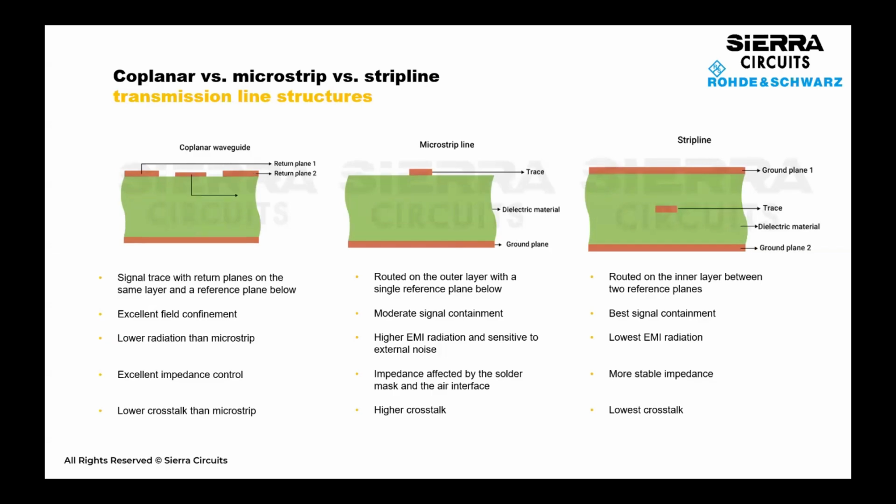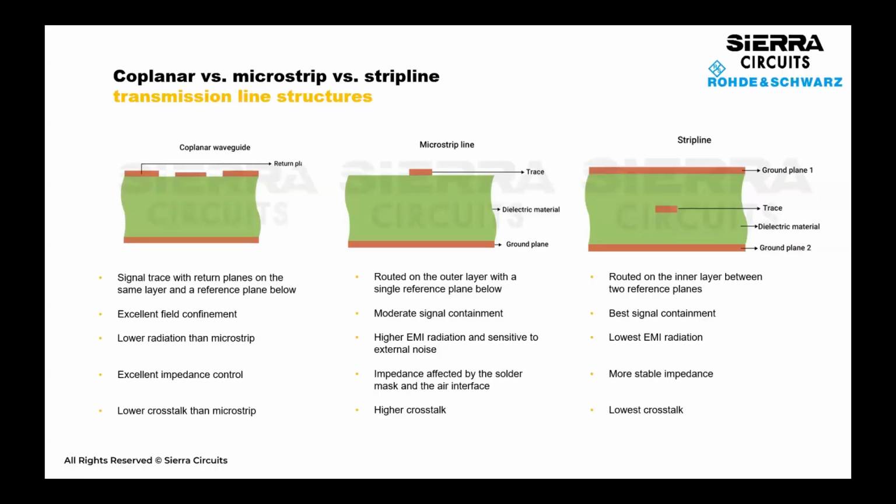It's really important, since high frequency signal integrity is governed by field containment, return path continuity, and controlled impedance, that you carefully select the transmission line structure you want to use. And here are three examples.